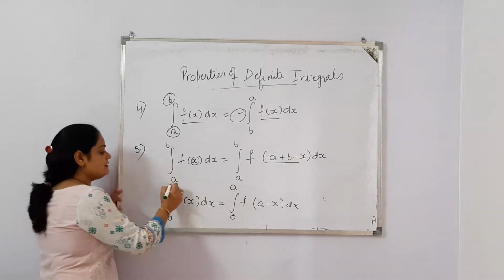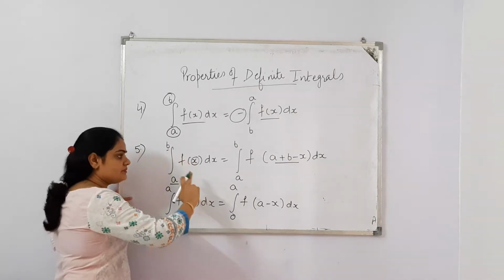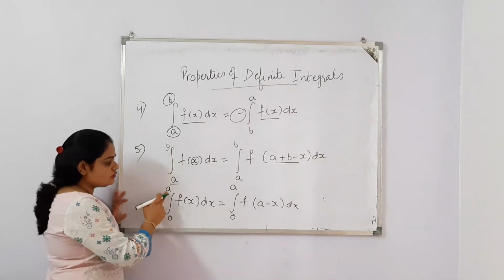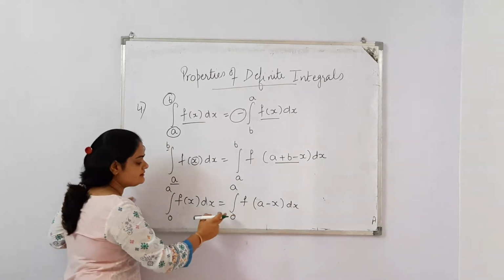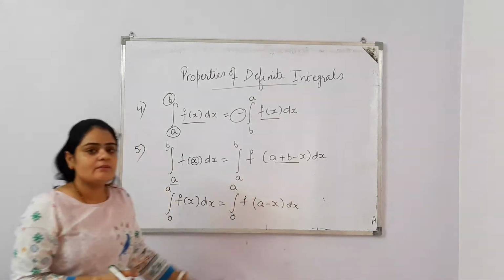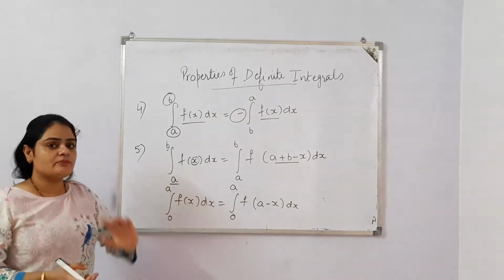Here the limits are a to b, so it is saying f of (a plus b minus x). The limits are 0 to a, so it is saying f of (a minus x) because 0 plus a is a, minus x. Here it is a plus b minus x. This is the fifth property.